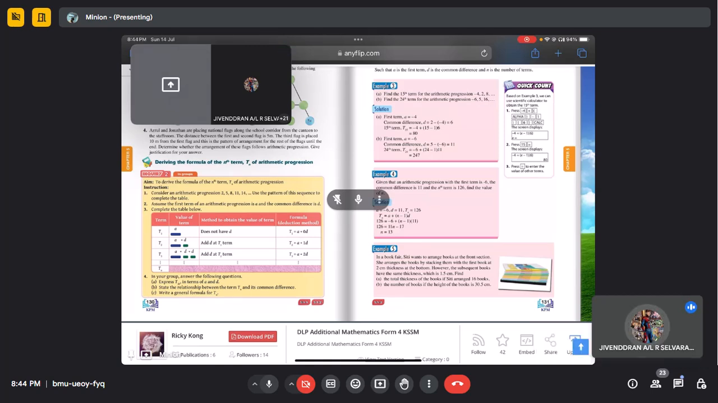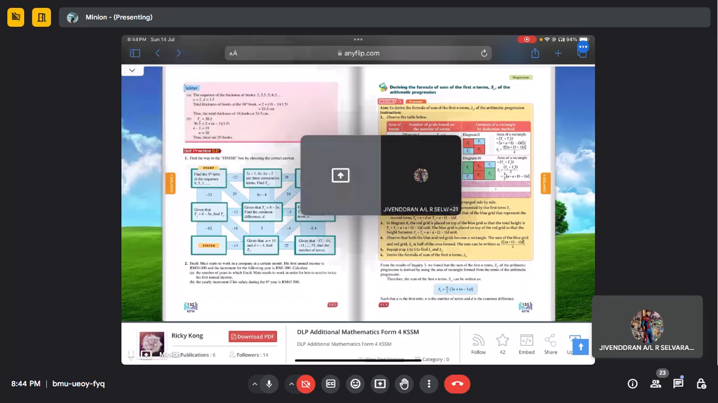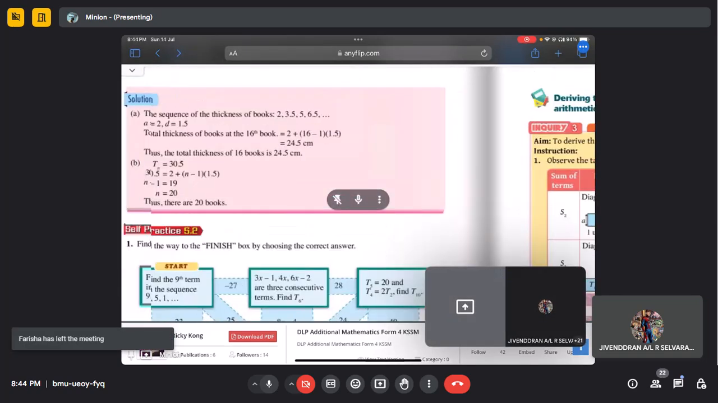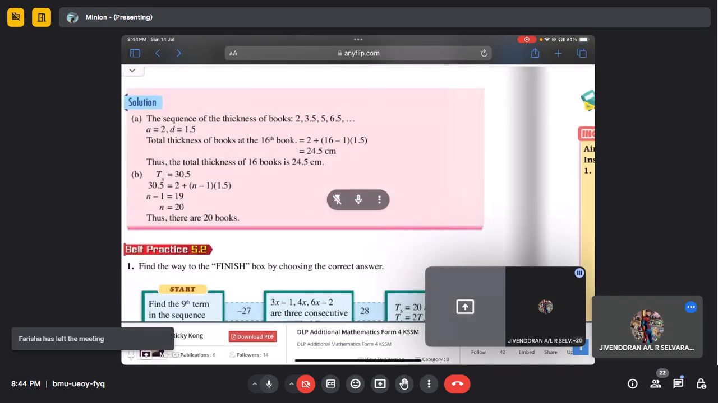So Pritika, can you move to the next page? Yeah, sure. Here's the solution. Here they gave the sequence 2, 3.5, 5, 6.5. So we have to find T16, so n will be 16. We insert all the information we have into the formula: a equals 2, plus (n is 16 minus 1), the d will be 1.5. Then you press the calculator and you will get the answer 24.5 cm.